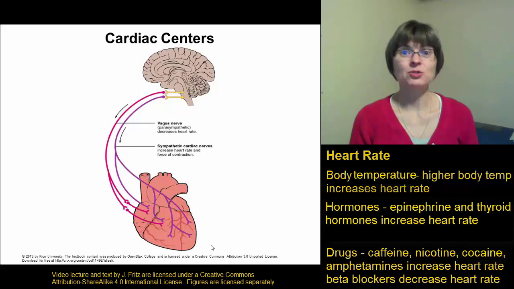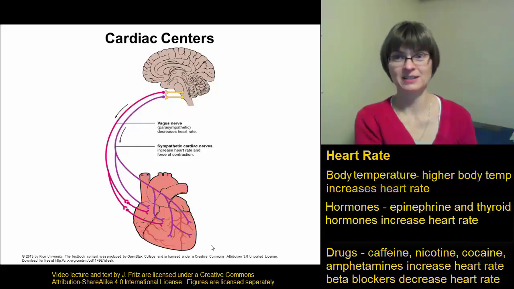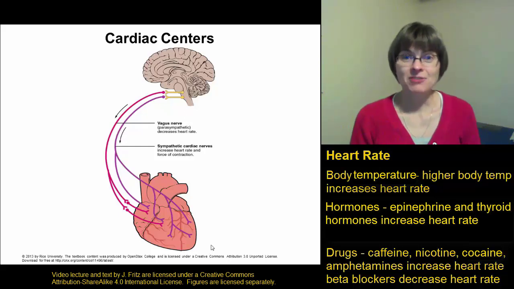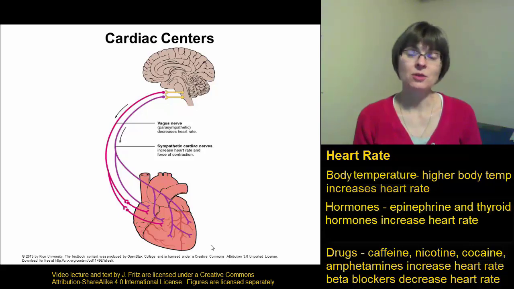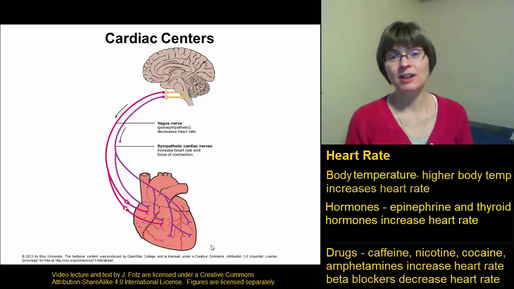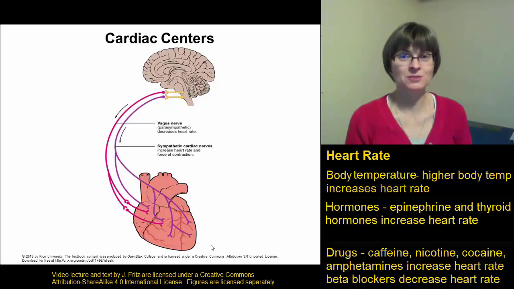Finally, there are a lot of drugs that affect the heart rate. Things like caffeine, nicotine, cocaine, amphetamines, they all increase the heart rate. And other drugs can slow down the heart rate. Beta blockers is an example of a class of drugs that decrease the heart rate by inhibiting the sympathetic neurons going to the heart.